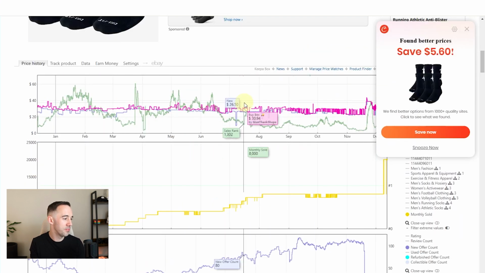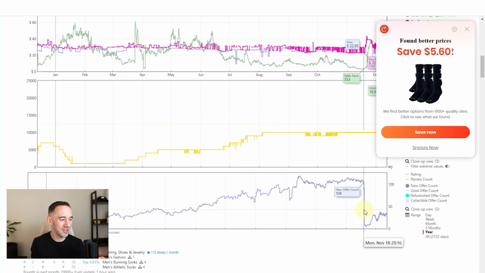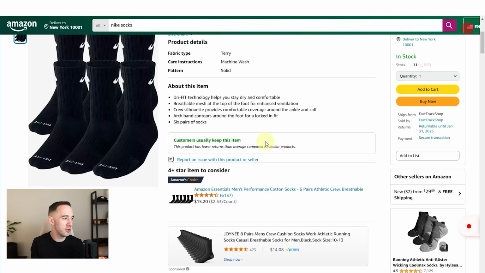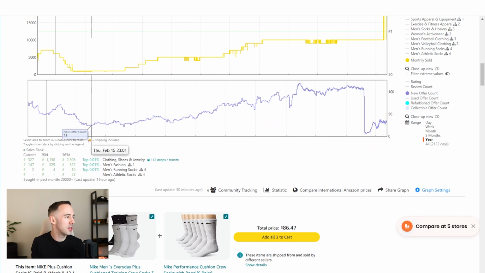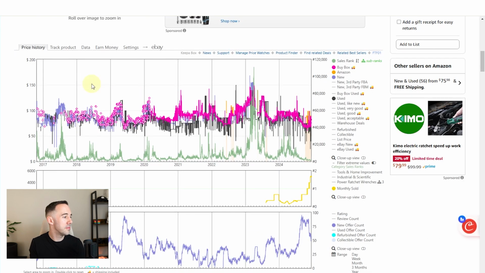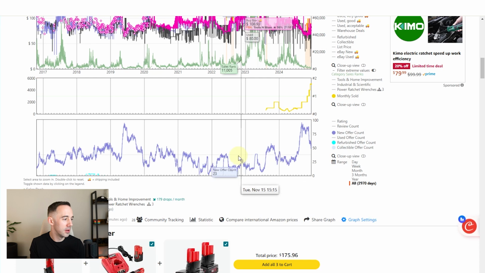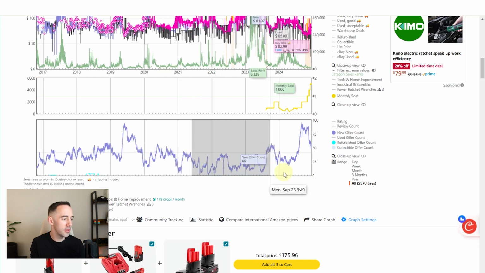Now let's look at another one, Nike again, and you're seeing this kind of drop right here. This is a Nike product. You can see Nike socks. And again, you can see that big drop around November the 19th. Absolutely huge. Let's look at another one. This is a Milwaukee product that I absolutely love to use, for example. So let's zoom in on this period here.